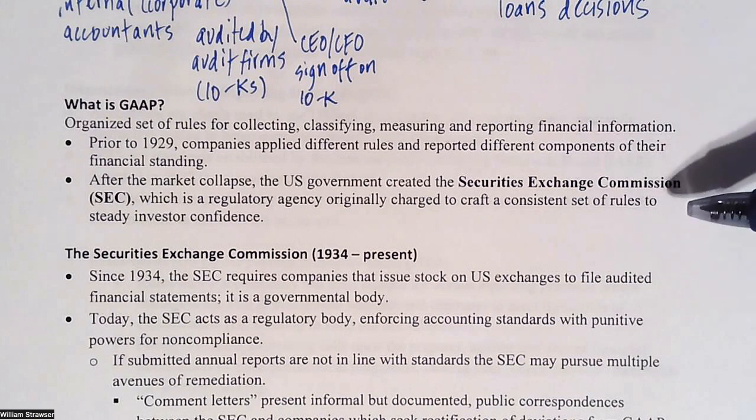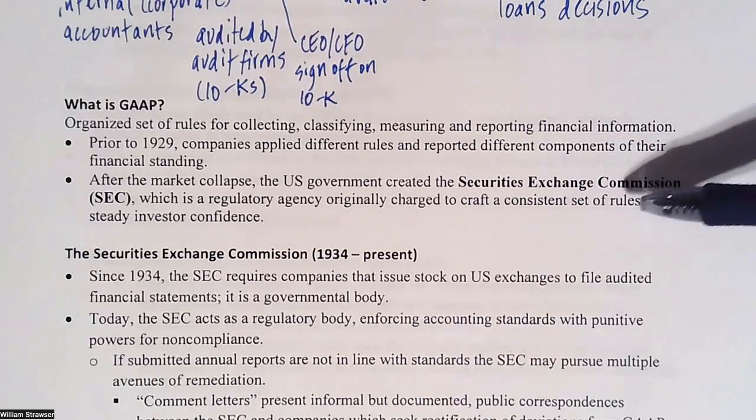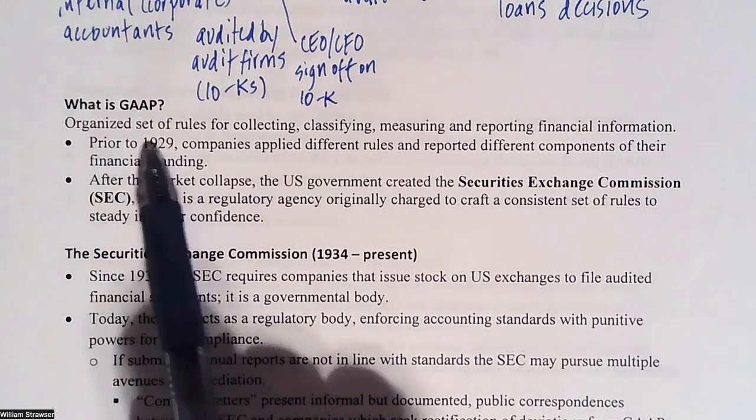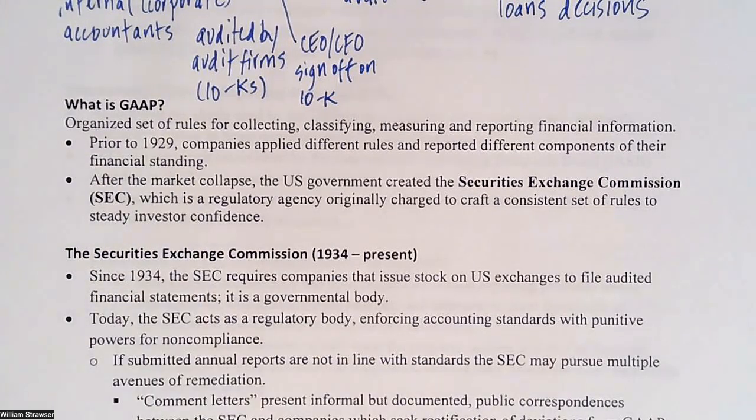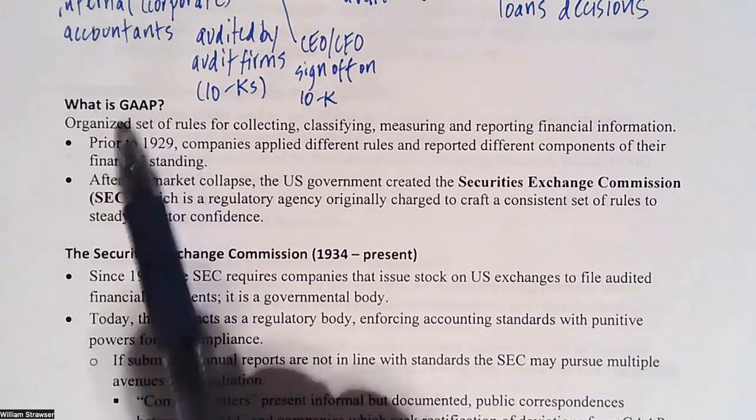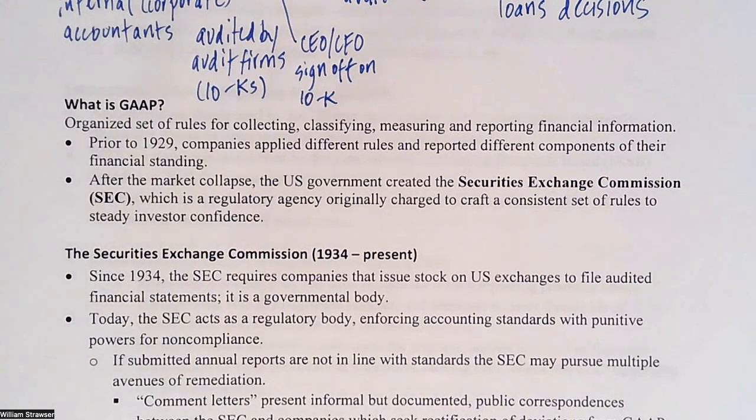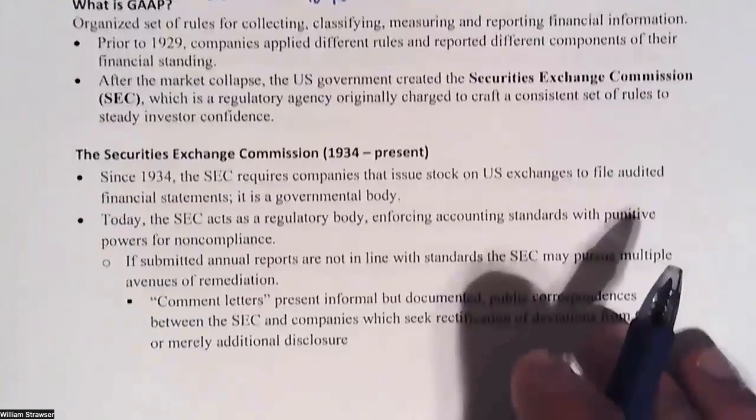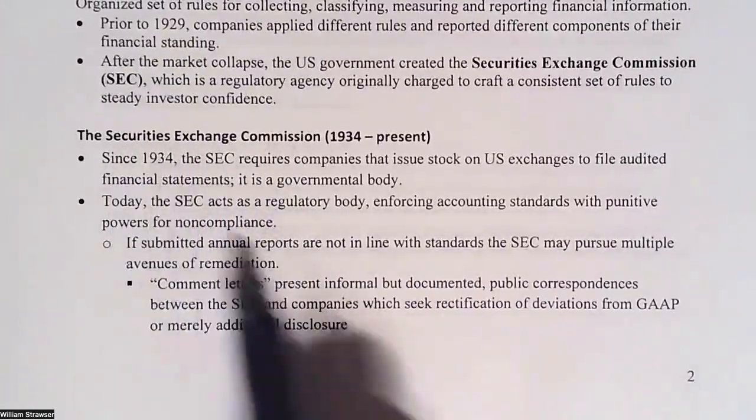What is GAAP? It was initially started by the SEC. Now, the SEC was created a long time ago, right? In 1929, this is when we had the great fallout, the depression of the early 20th century. The markets collapsed. So people thought, hey, we need to have a little bit more structure around how businesses are reporting to restore faith in our systems. So after that 1929 collapse, the SEC was created by the government.